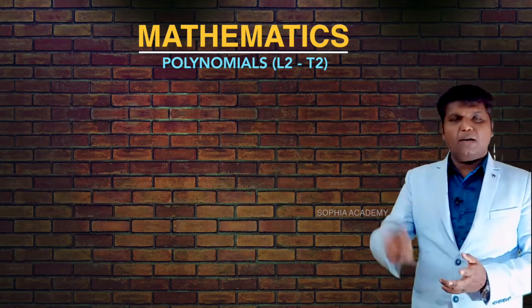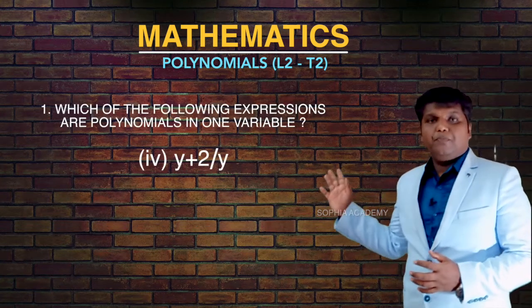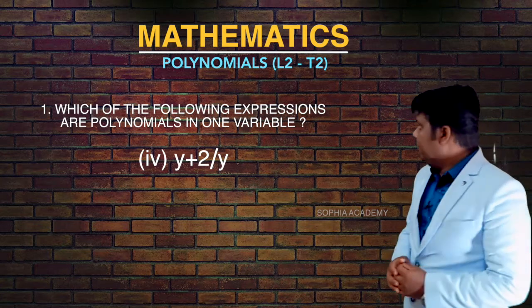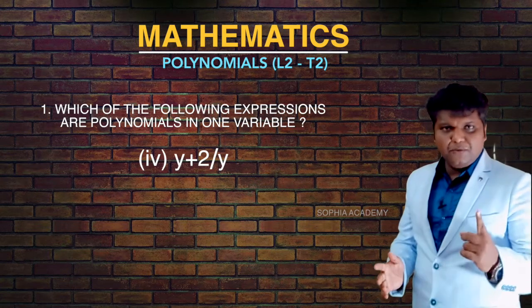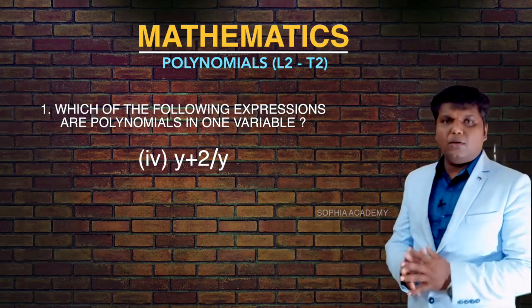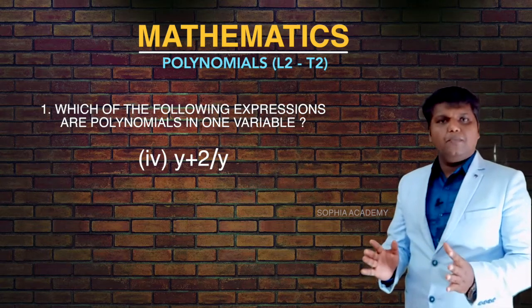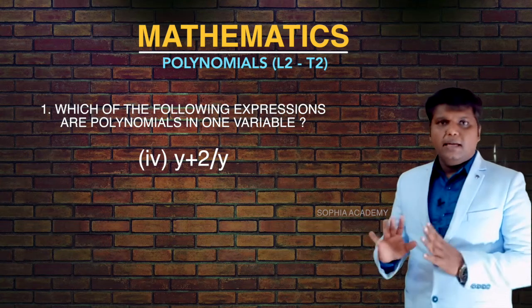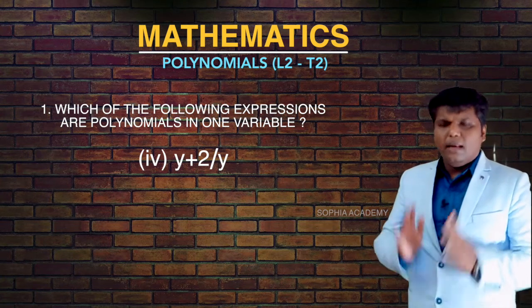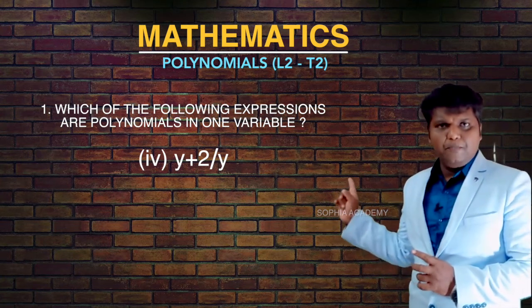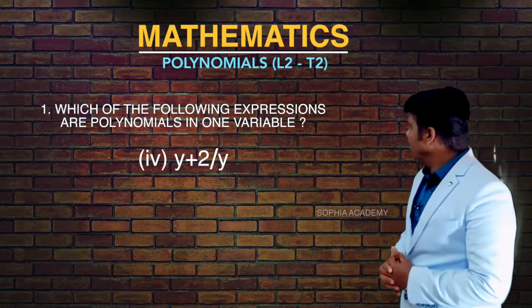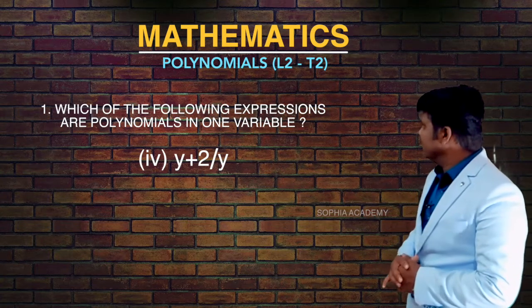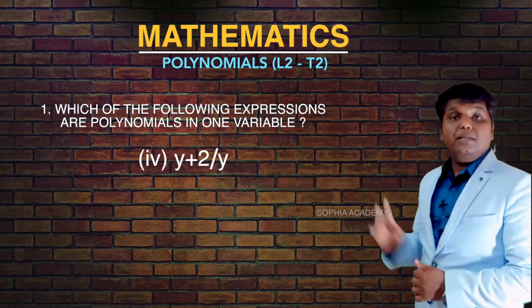Okay, let us check out the next question. Question number 4: y plus 2 by y. Y is the first term, 2 by y is the second term. The first term is a single variable, and in the second term also, 2 by y, it's only the single variable y. Now let us check whether this is a polynomial. Nothing to worry about the first term because it's just y. What about the second term?